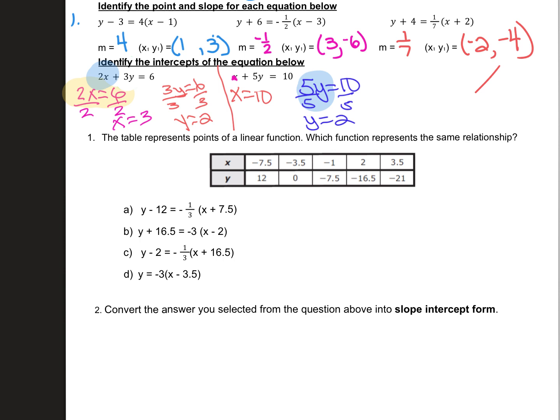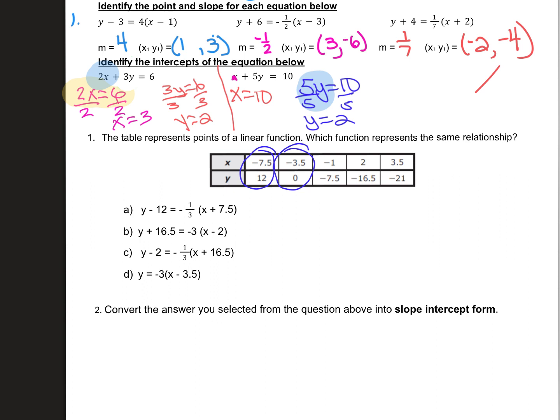So the first thing I'm going to do is find my slope, because I can already see that my answer choices are either going to have a slope of -1/3 or a slope of -3. So at least if I find my slope, I can eliminate 2 of those choices, okay? So to find my slope, I'm going to choose 2 points. I'm just going to use these 2 right here.